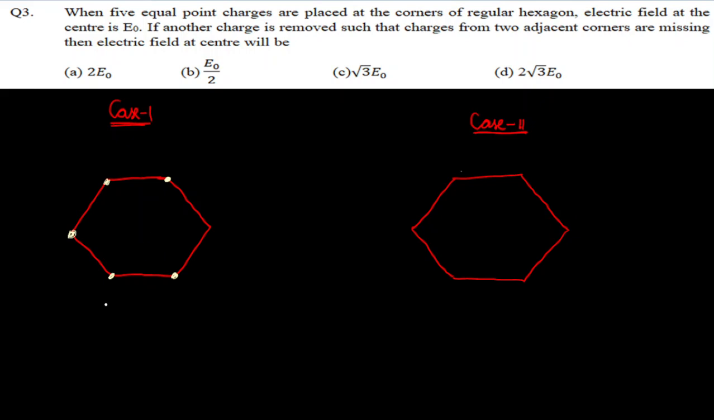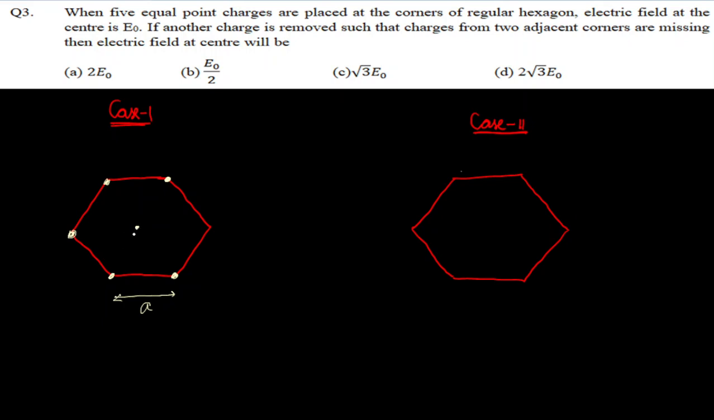And if we assume that the side of this regular hexagon, each side should be equal, and let's say the side is A, from the properties of a regular hexagon we can also say that the distance of each corner from the center will also be A. That means the distance of each charge from the center will be the same, and it will be A. So now we have to calculate the electric field at the center.